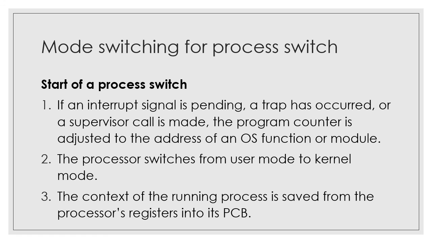Let's just look at the start of the process switch. If an interrupt signal is pending, a trap has occurred, or a supervisor call is made, the program counter is adjusted to the address of an operating system function or module. The processor switches from user mode to kernel mode. The context of the running process is saved from the processor's registers into its PCB.